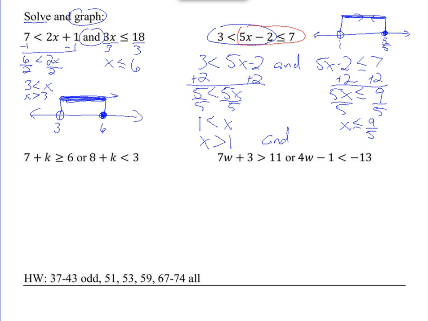Okay, for the or statement, we don't have anything pretty like we just did over here. It's just solve each one separately, and we want to get this variable by itself in both cases. So to do that, we're going to subtract 7 from both sides, and we have k is greater than or equal to -1. Or, don't forget to write the word. Here we subtract 8 from both sides, and we have k is less than -5.